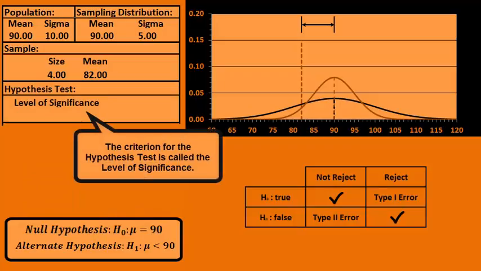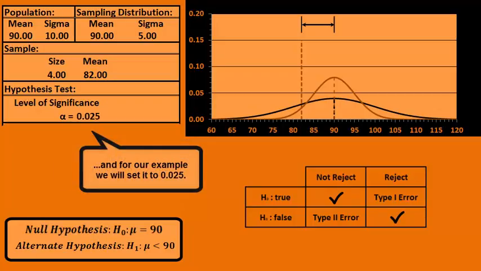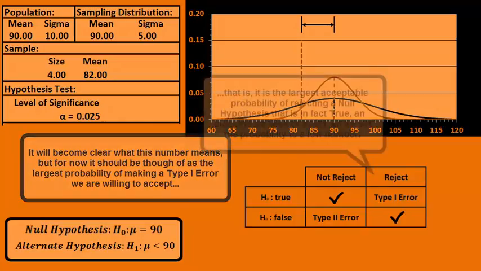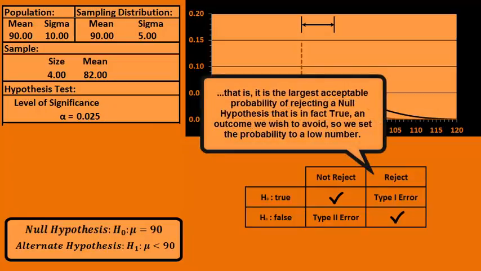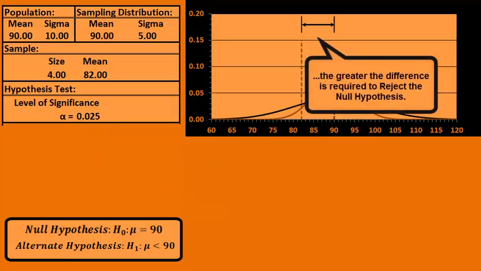The criterion for the hypothesis test is called the level of significance. We use the lowercase Greek letter alpha to represent it, and for our example, we will set it to 0.025. It will become clear what this number means, but for now it should be thought of as the largest probability of making a type 1 error we are willing to accept. That is, it is the largest acceptable probability of rejecting a null hypothesis that is in fact true, an outcome we wish to avoid. So we set the probability to a low number. Another way to look at the level of significance is, the smaller the number we choose, the greater the difference is required to reject the null hypothesis.